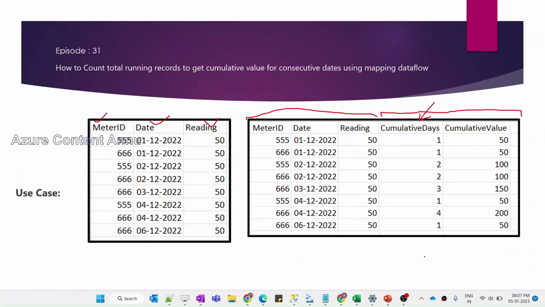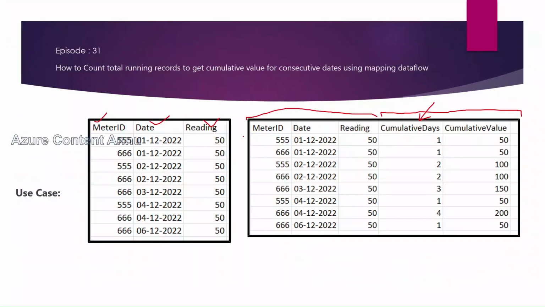Let me go back to the presentation. Here in the output, you can see for 555 day 1, cumulative days is 1. Now going to this record, 555, the date is 2nd of December, so cumulative days is 2. Now coming to this record, 555 on 4th of December, because 3rd is missing, this cumulative days restarts at 1.